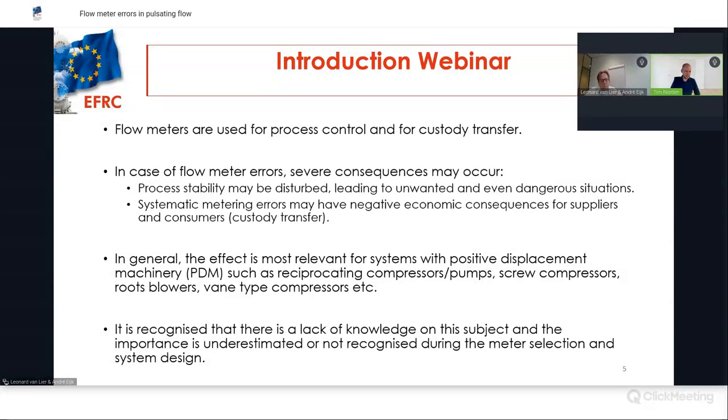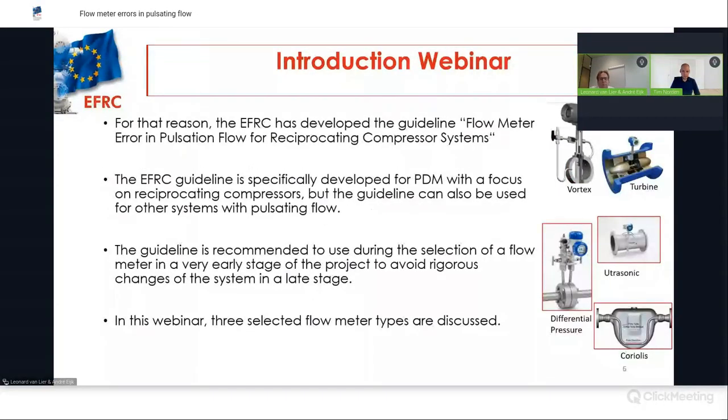And therefore, we decided to develop this guideline. So this guideline is called Flow Meter Error in Pulsation Flow for Reciprocating Compressor System, which can be easily used, and you can easily check your system if it's prone to flow meter errors. Of course, this guideline, as the European Forum for Reciprocating Compressors, was specifically developed for positive displacement machineries with a focus on recips, but can also, of course, be used for other systems with pulsating flows.